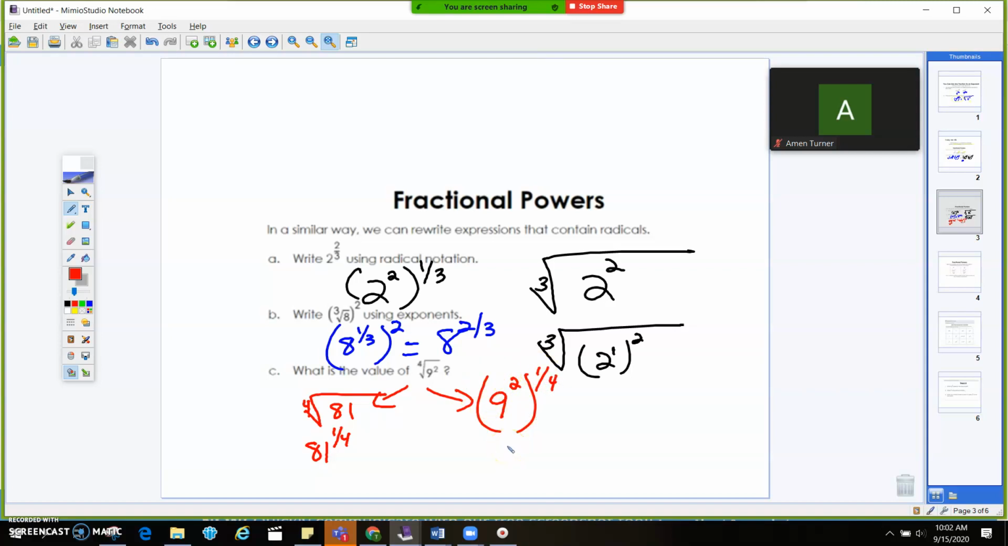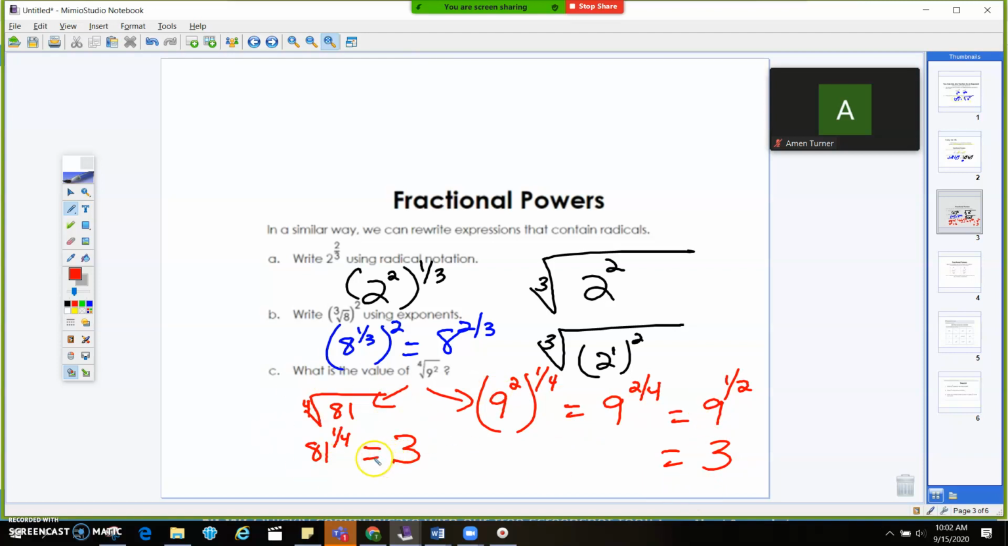Now I'm going to multiply my exponents. So that's going to give me 9 to the 2nd over 4. And y'all know what 2 divided by 4 is. Well, that's 1/2. Well, what's 1/2 of 9? Or I'm sorry, what's the square root of 9? And if you plug this into your calculator, you're going to get 3. Okay? This way I really didn't have to use a whole lot of calculator.